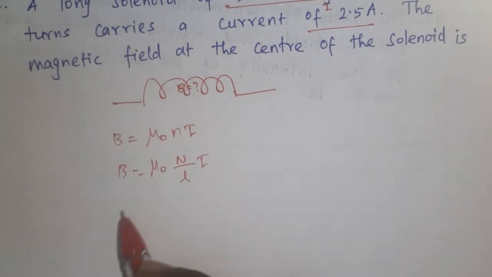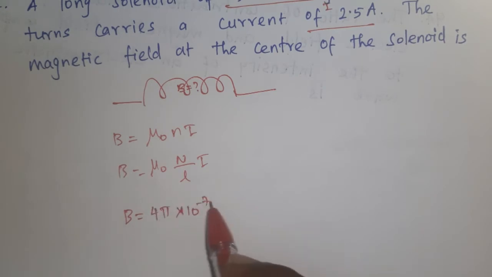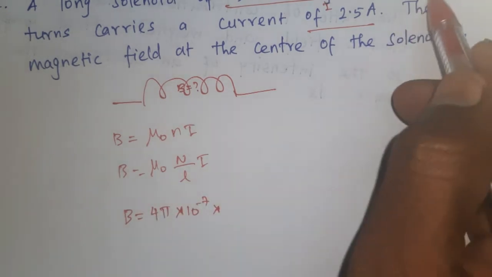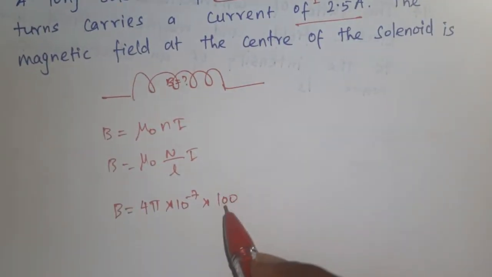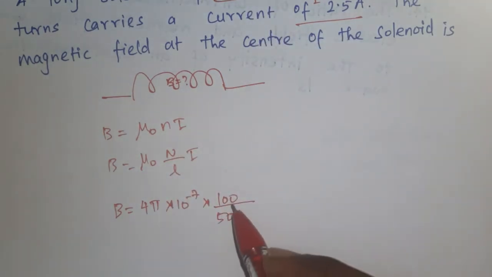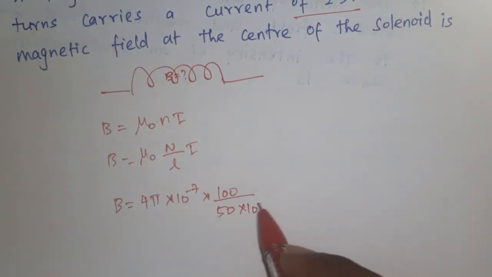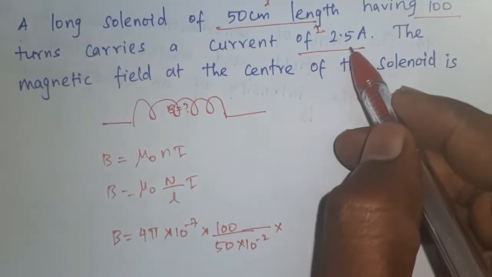So we can substitute the values. B = mu naught, which is 4 pi into 10 power minus 7. Then N is the number of turns given in the question, which is 100, divided by L. L is 50 centimeter, and centimeter means 10 power minus 2. Then I is the current, which is given as 2.5 ampere.